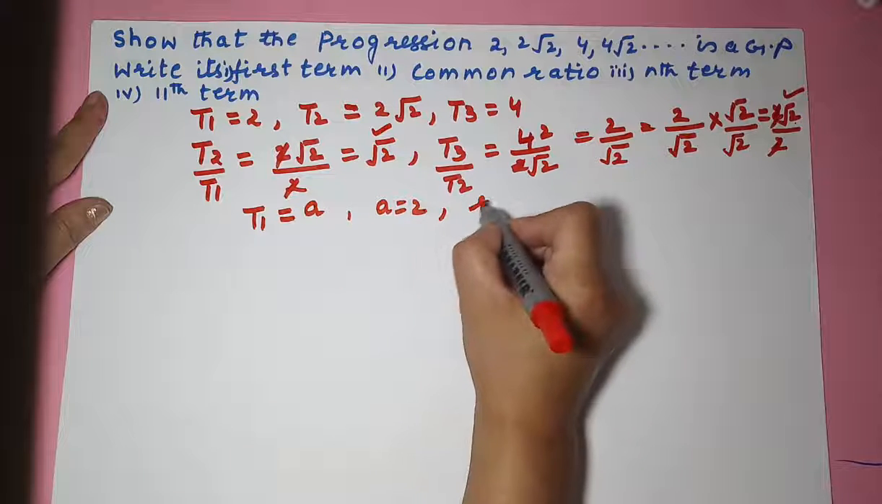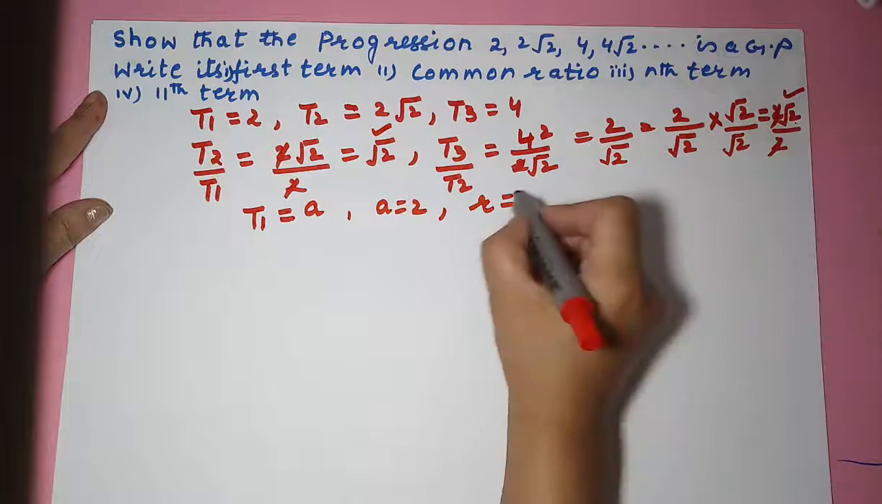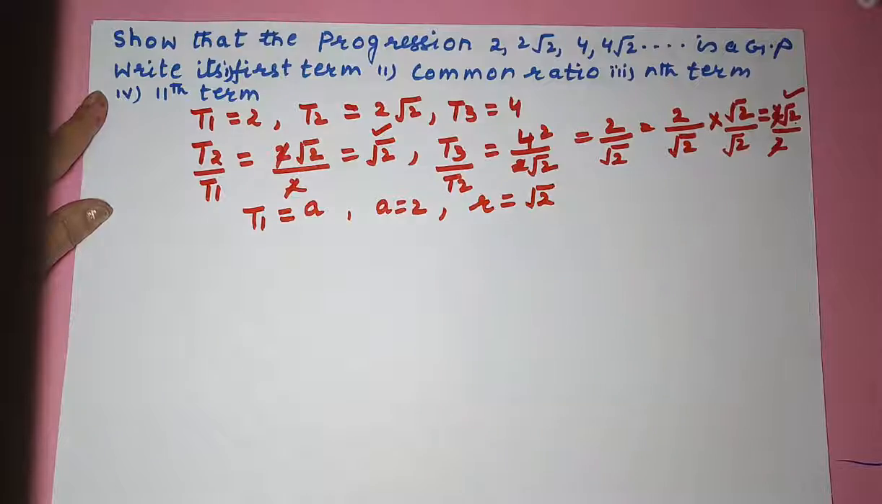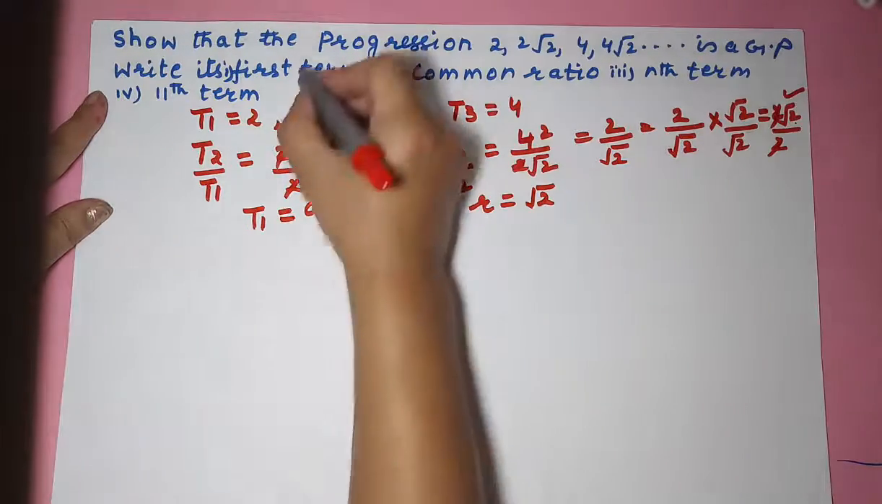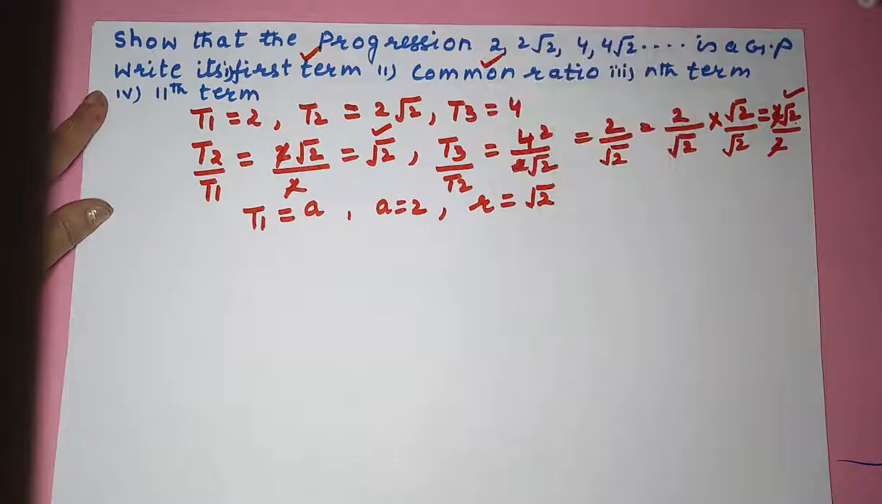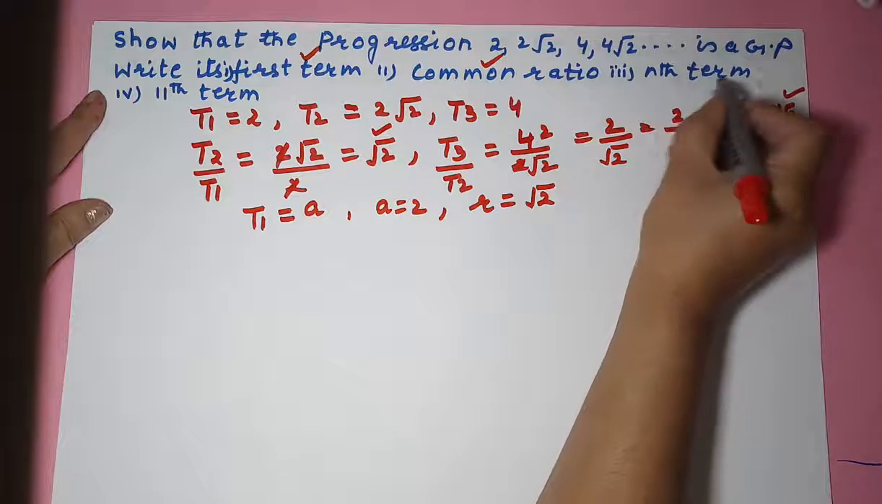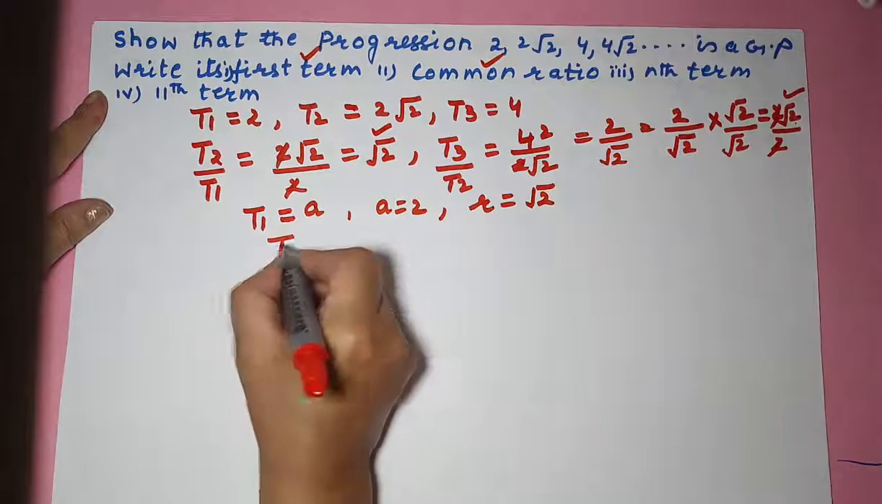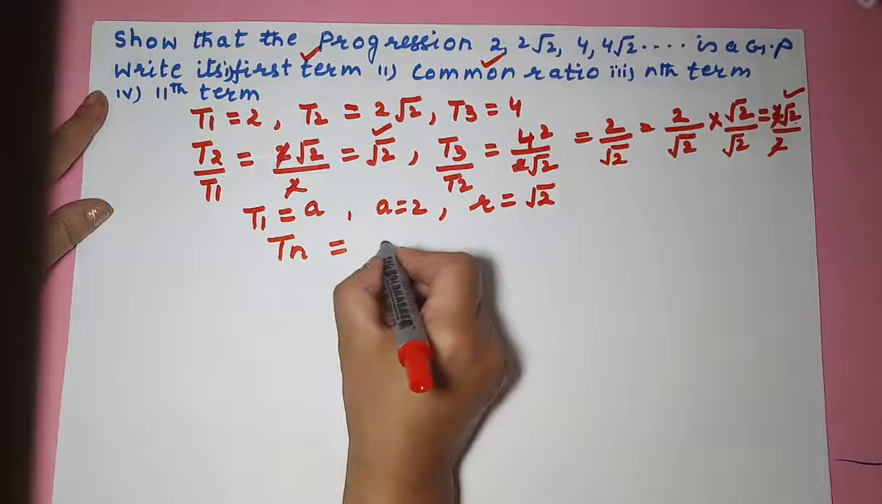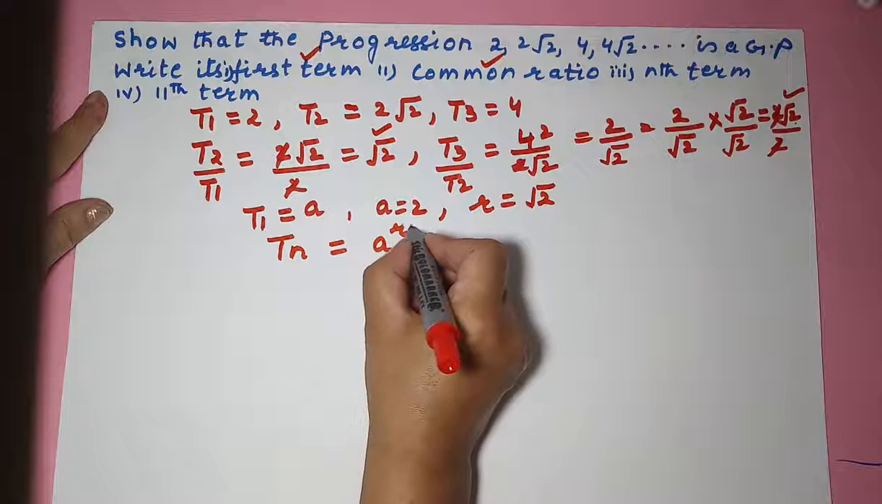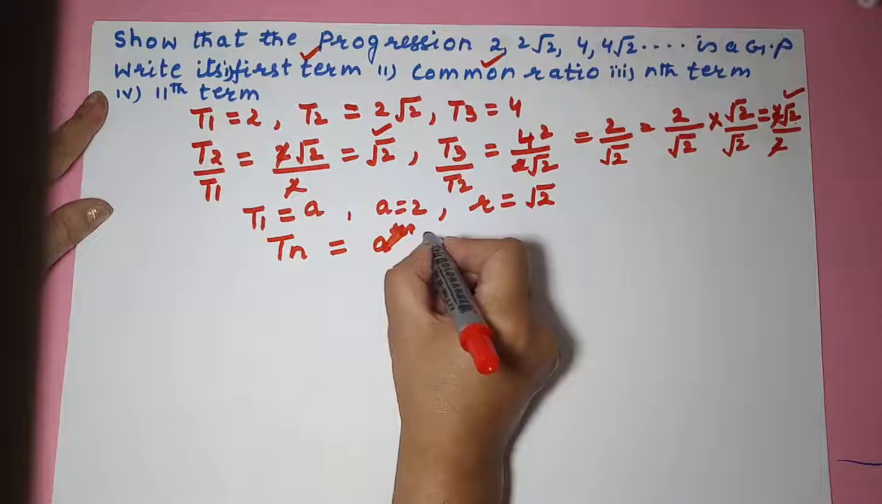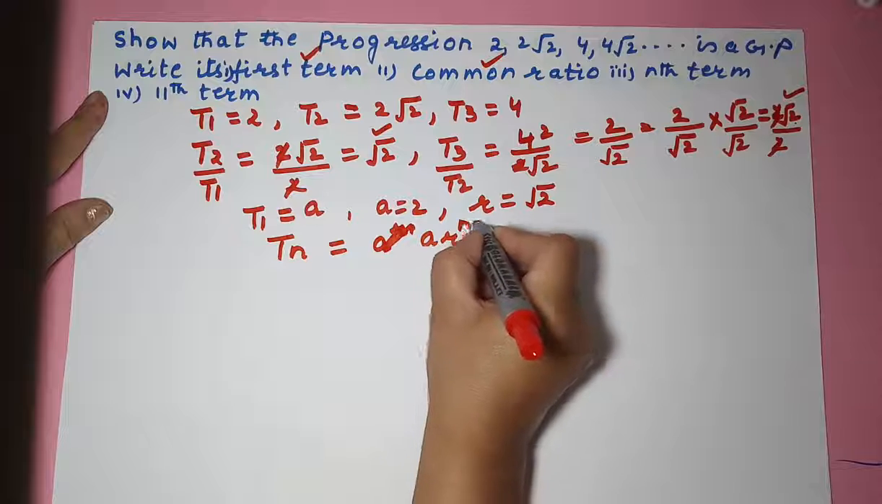What is the common ratio? R. I have found that it is root 2. So the first two parts of the question I have answered. Now he is asking me to find the nth term, which is the general term. So the general term I can write as a r raised to n minus 1.